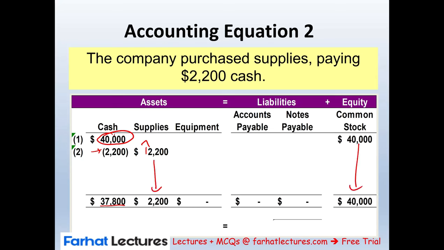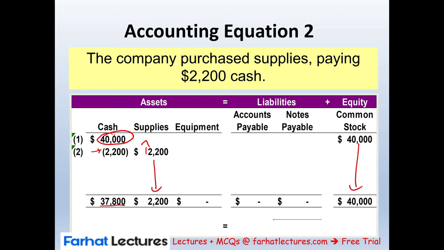Farhat Lectures purchased additional supplies of 5,100 on credit from office supplies. What happened is this. We made additional purchases of supplies. So, supplies went up. We have more supplies. Why? Because we purchased supplies. Supplies is an asset. That much we know. What's the other account that's affected?